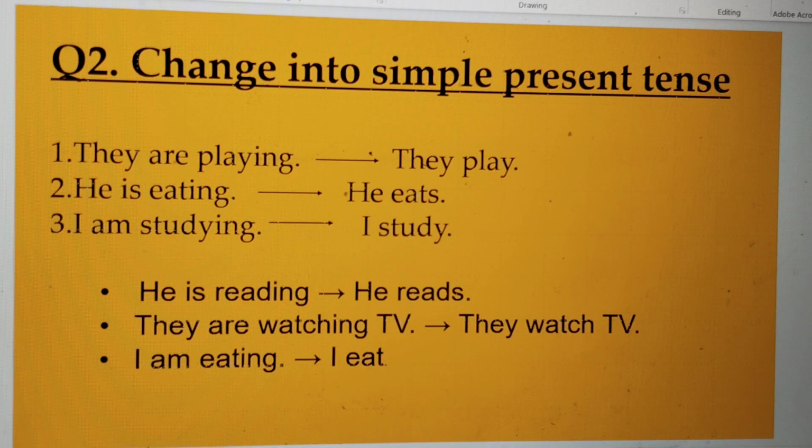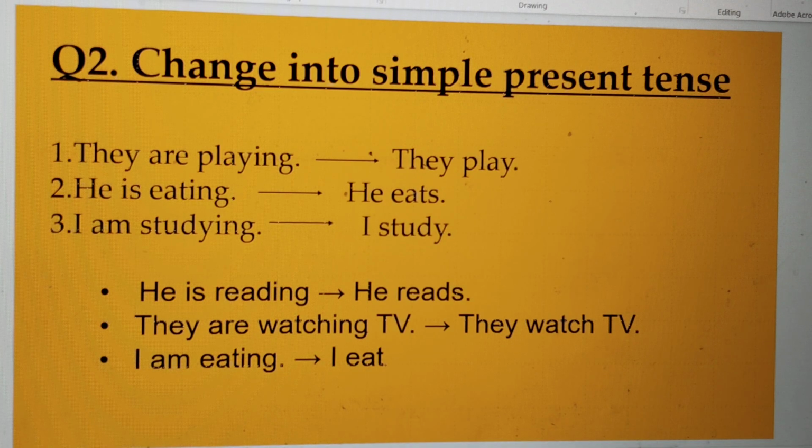Similarly, in the next sentence, he is eating. We will remove is and ing from the verb, so it becomes he eats. I am studying will become I study. He is reading becomes he reads. They are watching TV will be changed into they watch TV. I am eating will be changed, and we will say I eat in a simple present tense.